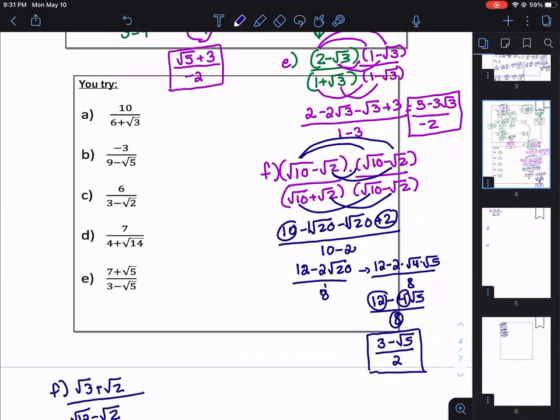I'm sorry, can you repeat that one more time? Sorry. So the 10, that's okay, the 10 and the 2 would combine to a 12. And then minus 2 radical 20.